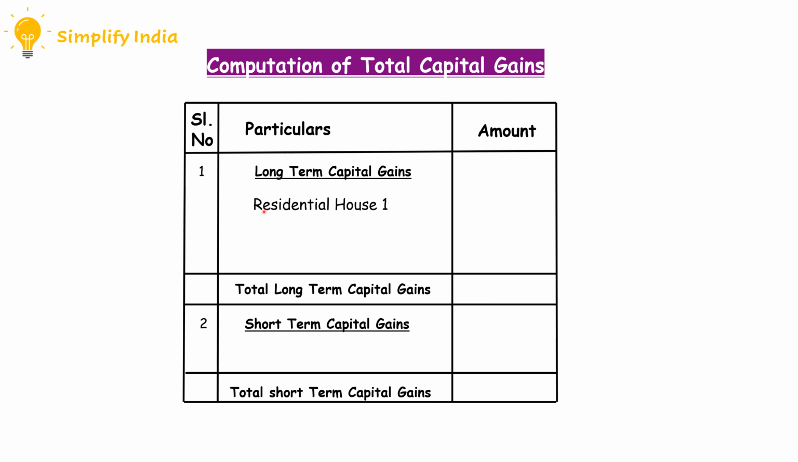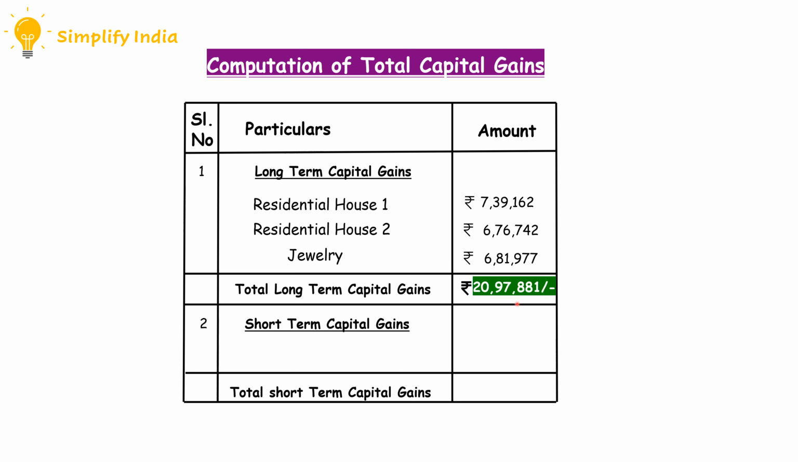Now the first residential house was also a long term capital gain, so we have to take the amount rupees 7,39,162, and the residential 2, which was also a long term capital gain, we have to write the amount rupees 6,76,742, and the third capital asset jewelry was also a long term capital gain for her, so we have to write the amount rupees 6,81,977. So when we total all the long term capital gains, we'll get a total long term capital gain of rupees 20,97,881.